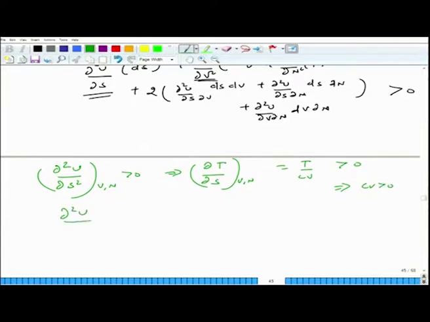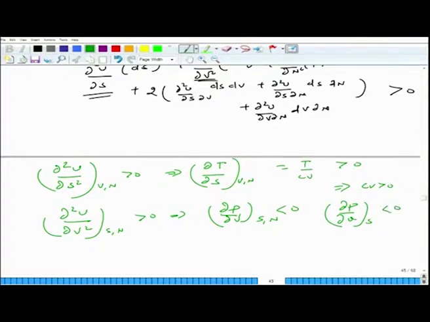Similarly you can show del u by del V is minus del P by del V, that means the sign has reversed. So this shows that if you increase the volume, the pressure will decrease. You can also write this expression as del P by del molar volume. We are taking the N inside, which means basically everything is in molar quantity.